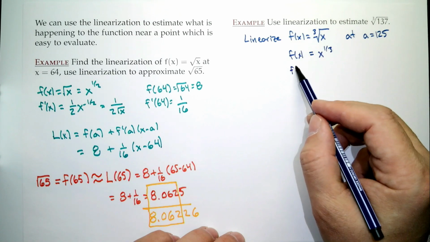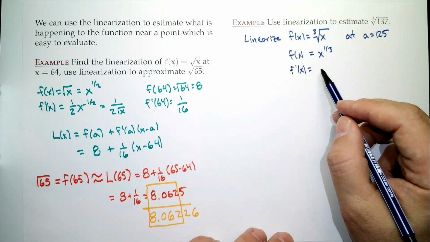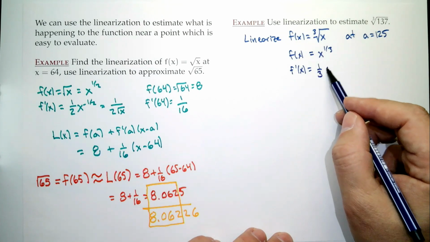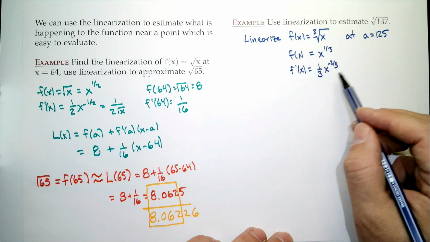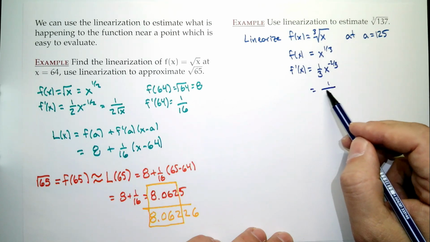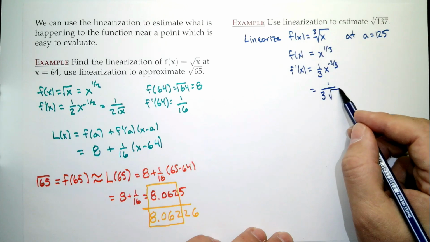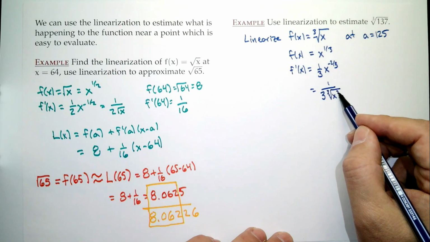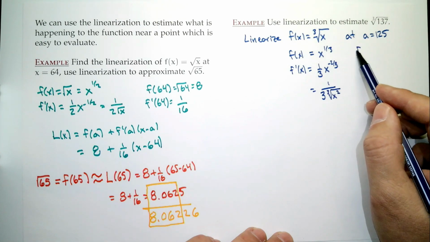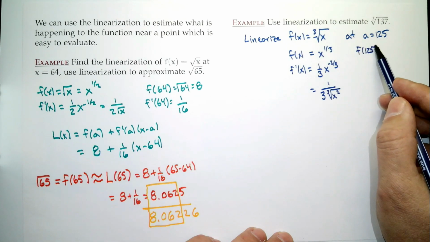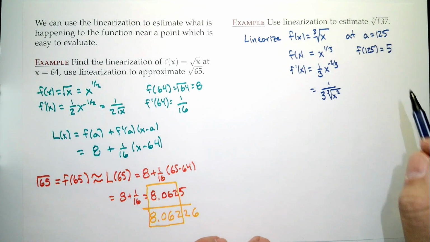What's the derivative? F prime of x? Yeah, 1/3 x to the negative 2/3. Or if you like, that's 1/3 times the cubed root of x squared. All right. Now we need to plug in 125. So we already did the function of 125. We said that's 5 because we were looking for a good cube root. So that's not so hard.